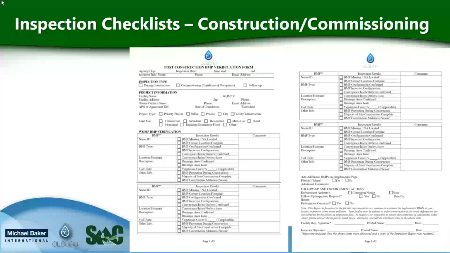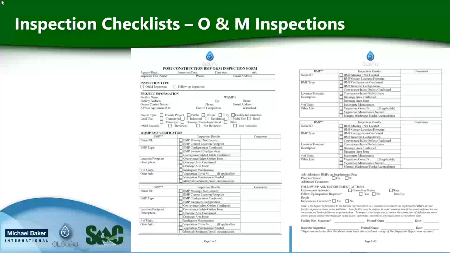Similarly, for inspection checklists for O&M, you're identifying all the different information specific on the condition of the BMP, the type of BMP, location, and all the relevant information that we've just gone through. Again, you're reviewing the inspection at conclusion of the inspection with the site owner or manager to identify any BMP deficiencies that have happened.